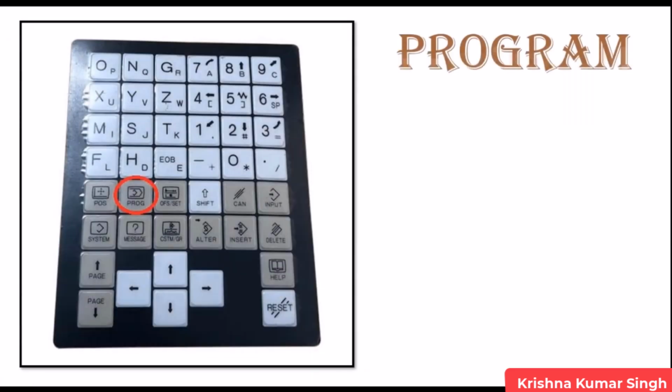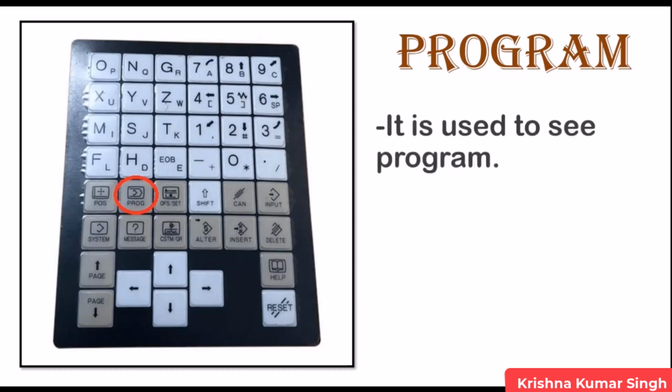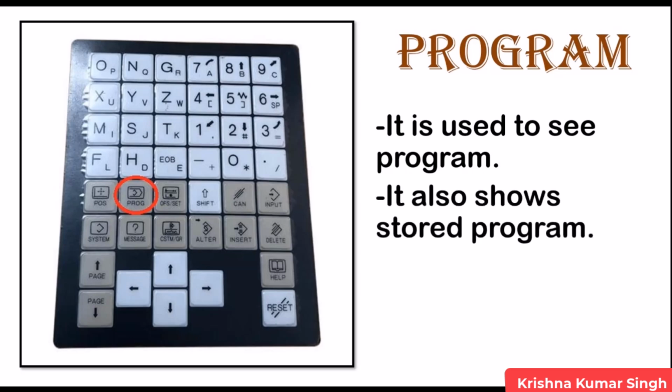Our next key is the program key. This is how the program key looks. It is used to view programs, including both running and stored programs. You can see any program stored in your CNC machine with the help of this key. Now let's see this key in detail with the help of a video.